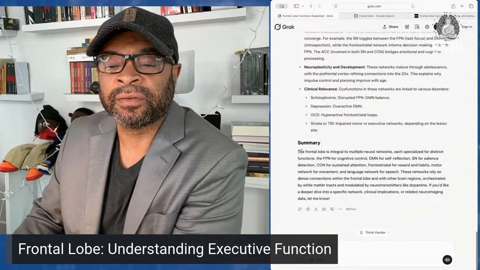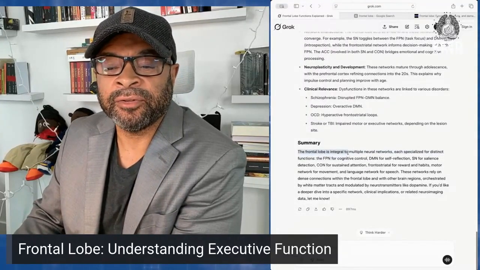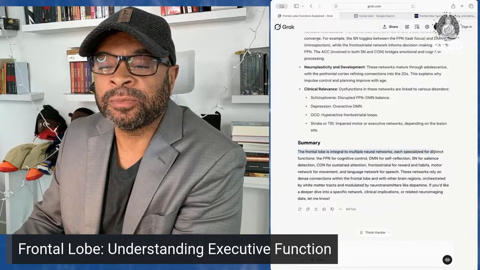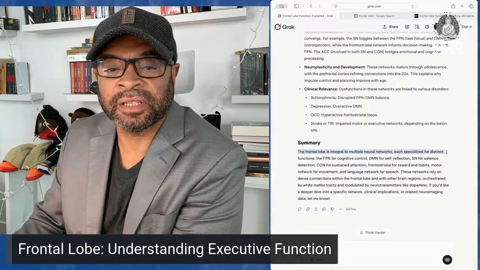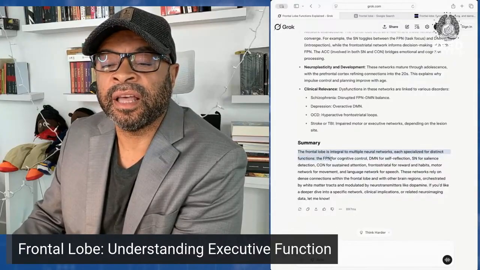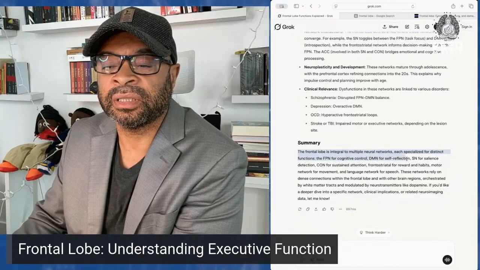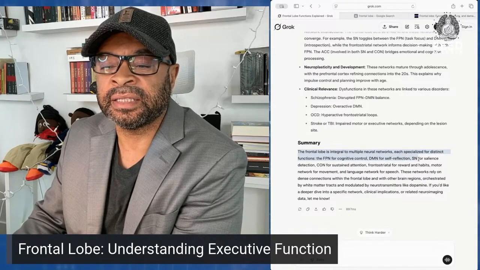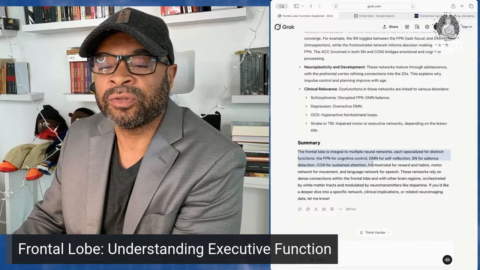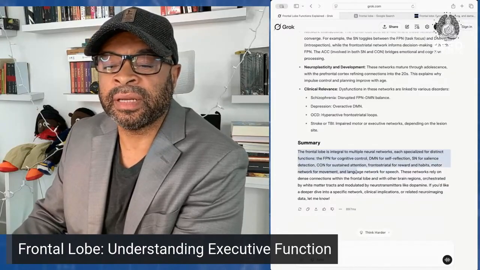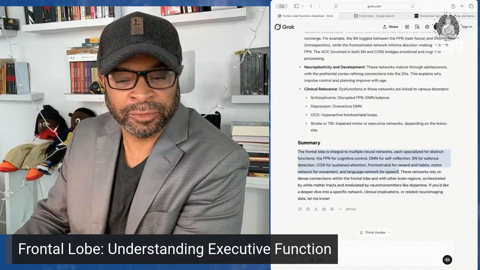Okay, here, the frontal lobe is integral to multiple neural networks, each specialized for distinct functions. The FPN for cognitive control, the DMN for self-reflection, the SN for salience detection, CON for sustained attention, the frontal striatal for reward and habit, motor network for movement, and language network for speech.